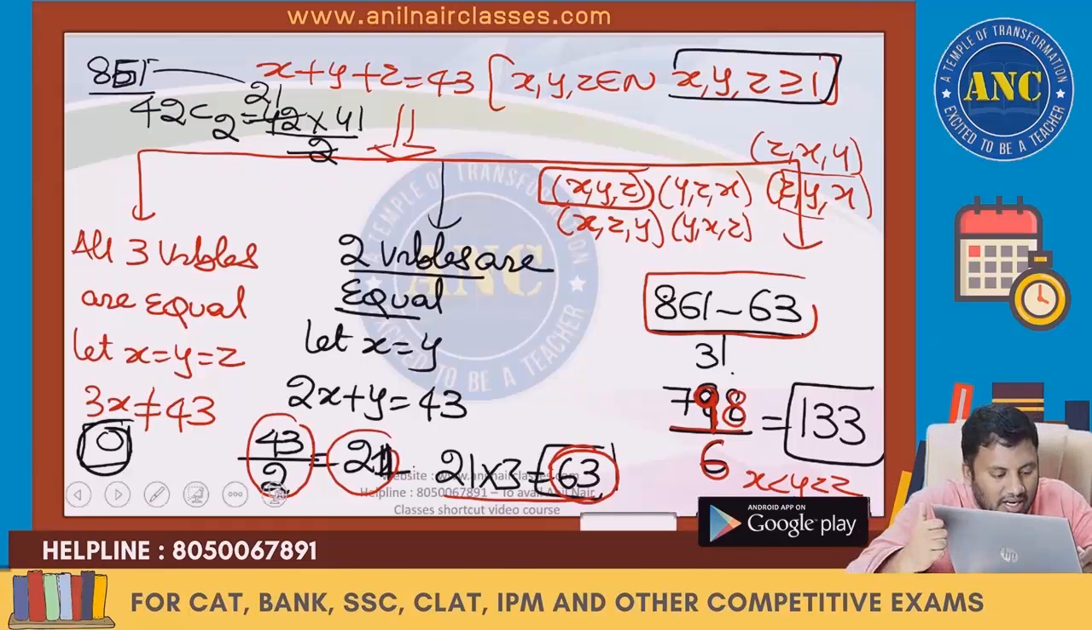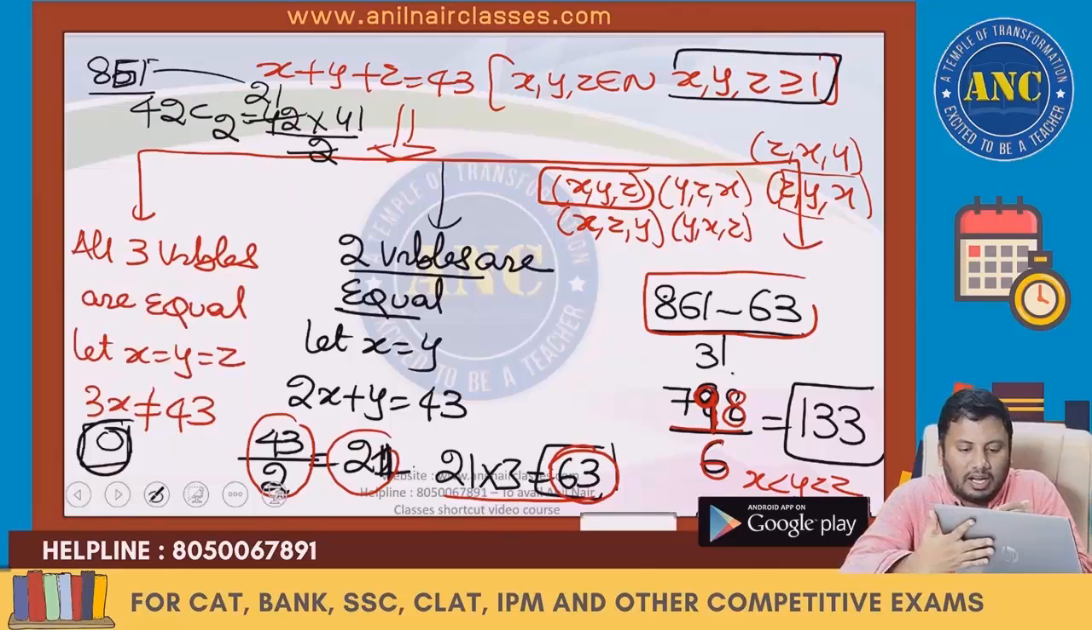All the three variables equal, two variables are equal. What is this third condition? No variables are equal.